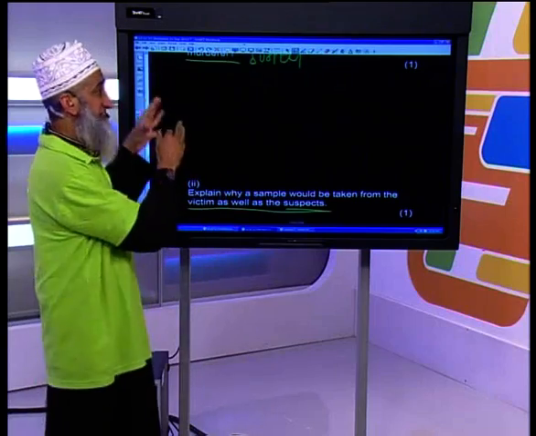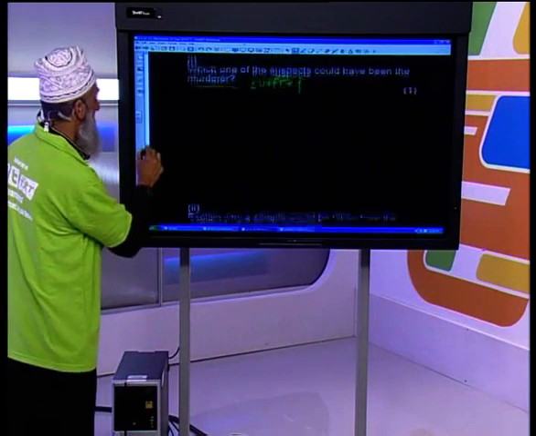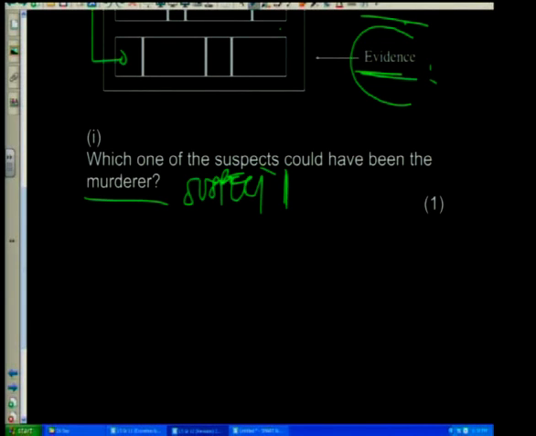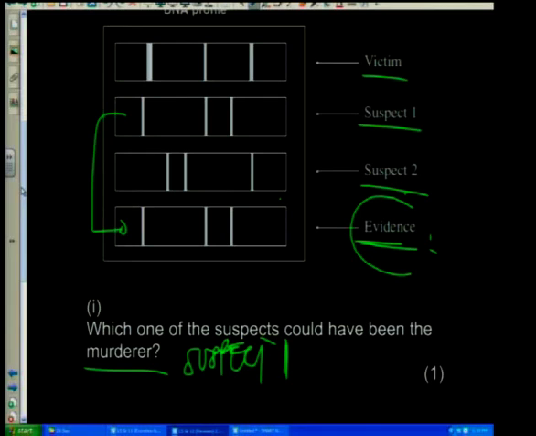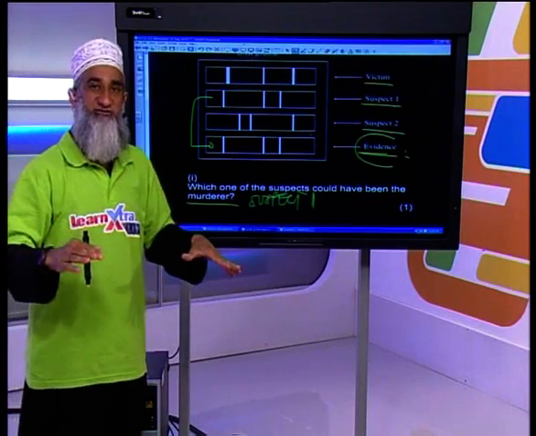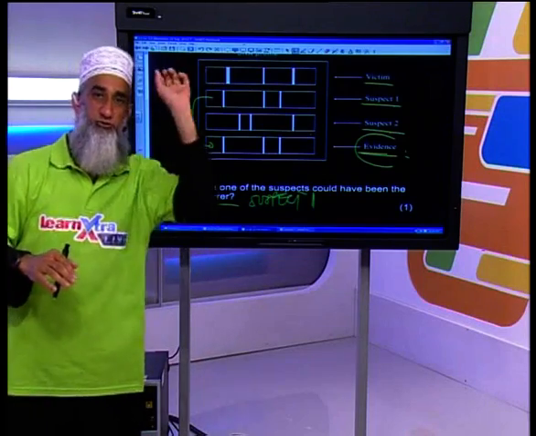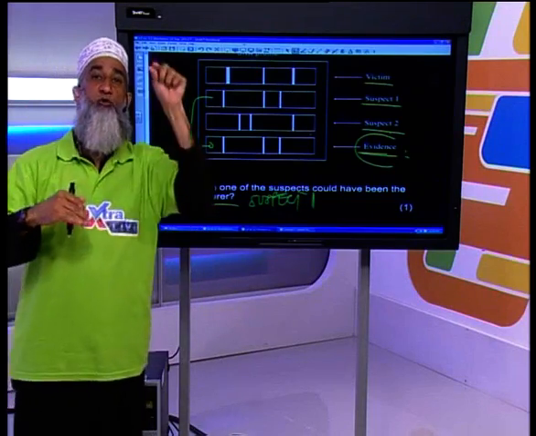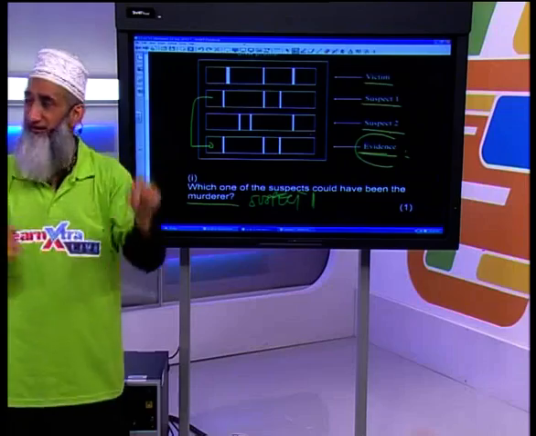So this is how you answer DNA. And remember, they could have asked you for a reason as well. Why do you say suspect 1? Because suspect 1's DNA matches exactly the DNA of the evidence. That's your answer. No matter how they ask this question, which one do you choose? You choose suspect A or B or Z. Why do you choose that one? Because his DNA matches that of the evidence.